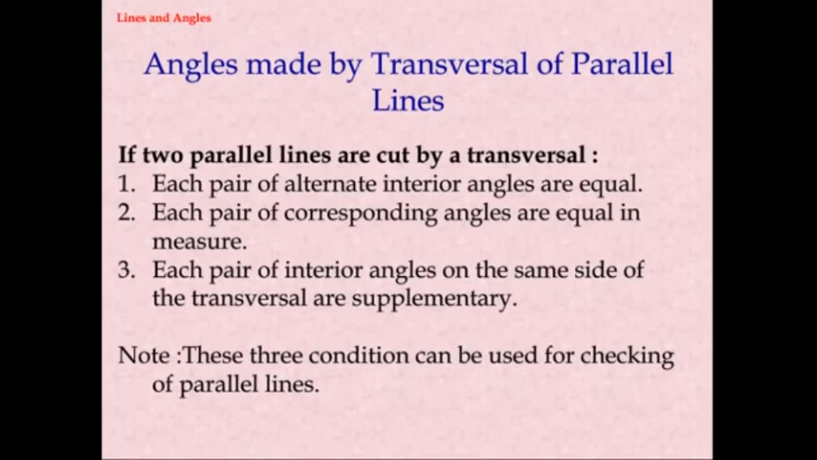1. Each pair of alternate interior angles are equal. 2. Each pair of corresponding angles are equal in measure. 3. Each pair of interior angles on the same side of the transversal are supplementary. Note: these three conditions can be used for checking of parallel lines.